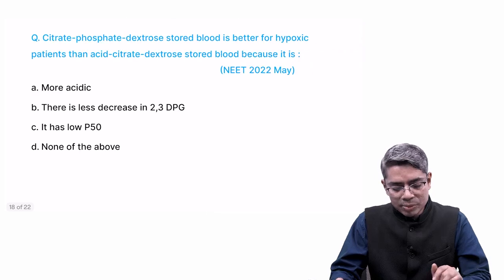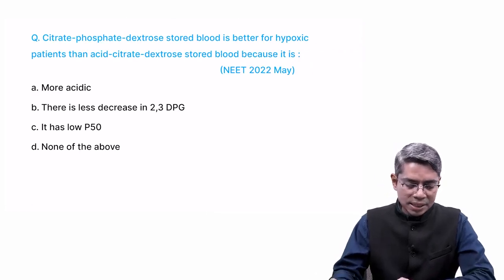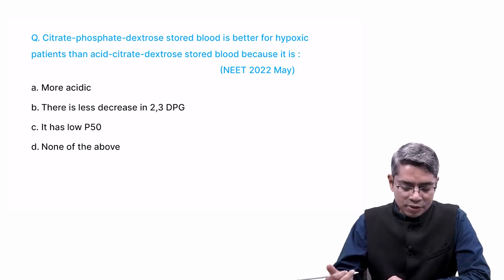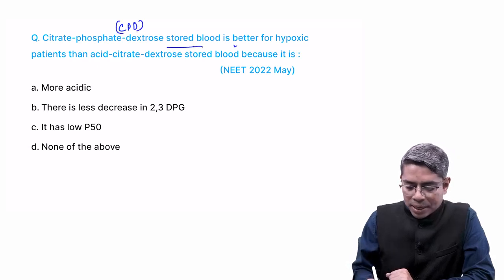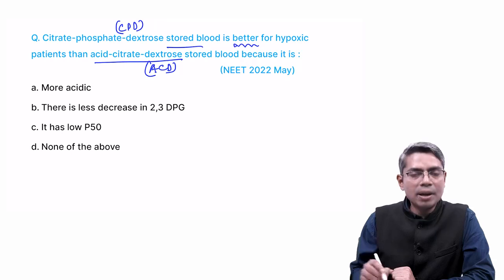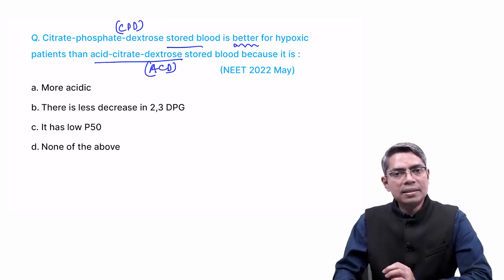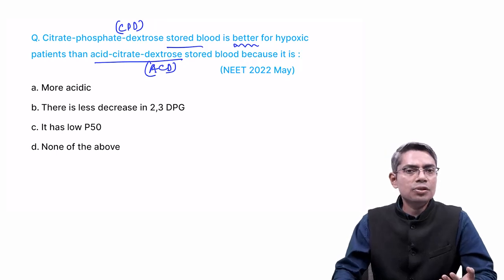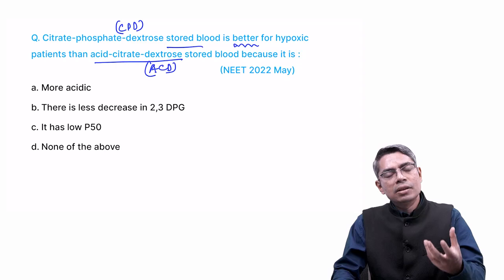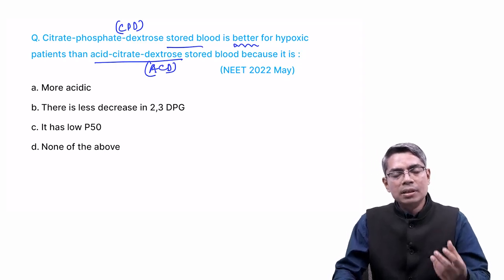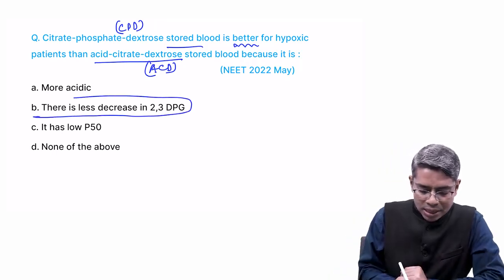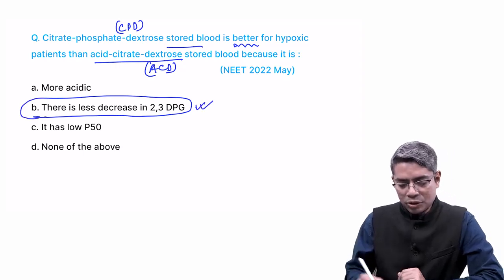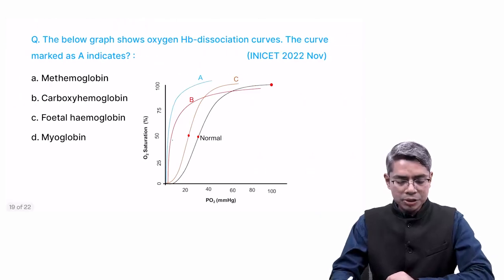So now let's attempt some of the MCQ. The first MCQ I explained just now, that citrate phosphate dextrose CPD solution is better for hypoxic patient than ACD solution. Why? Because I told you that acid is an inhibitor of the mutase enzyme. So CPD solution is better because it stimulates 2,3-DPG production. So 2,3-DPG reduction in the RBC will be lesser. So there is less decrease in 2,3-DPG in case of CPD solution. This is going to be my answer. Got it? Another question we are going to attempt here.